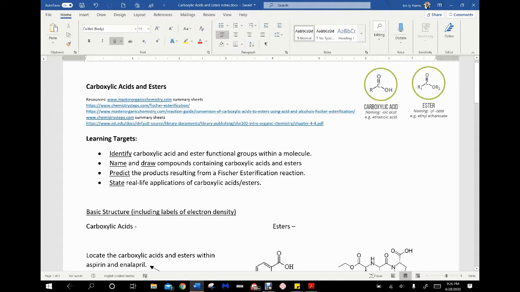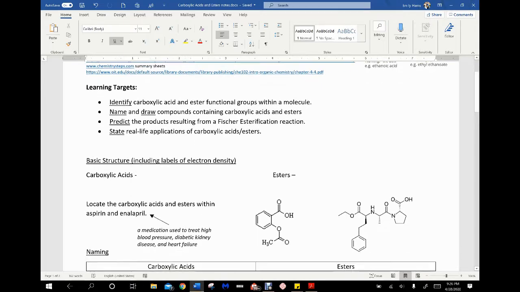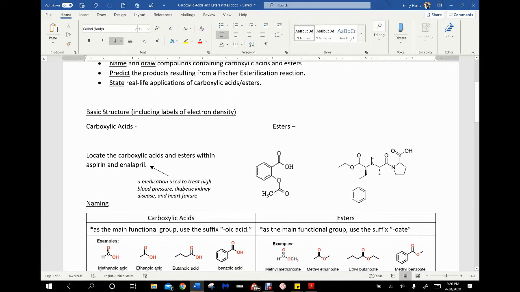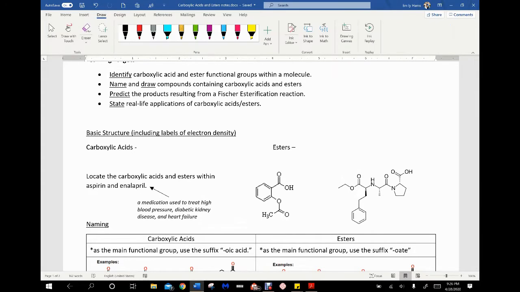All right, so same learning targets: identify them, name and draw them, predict some products, and then at the end, you'll take a look at some real-life applications, which today has to do with mangoes and poison ivy. So I hope you find that interesting. I certainly did.